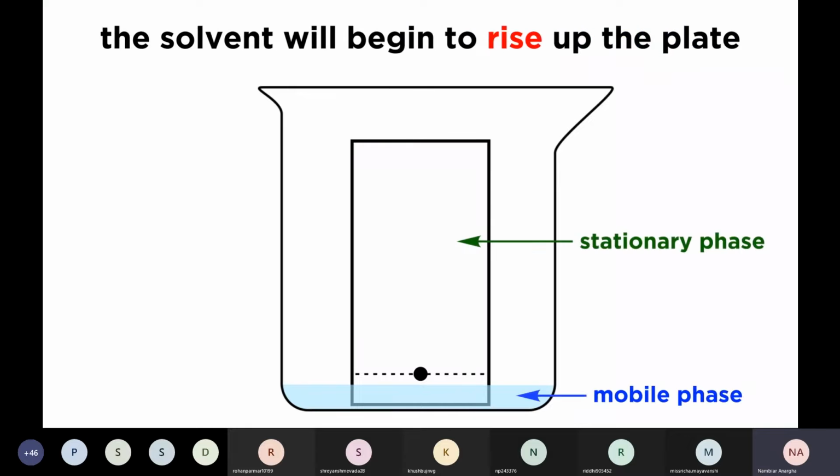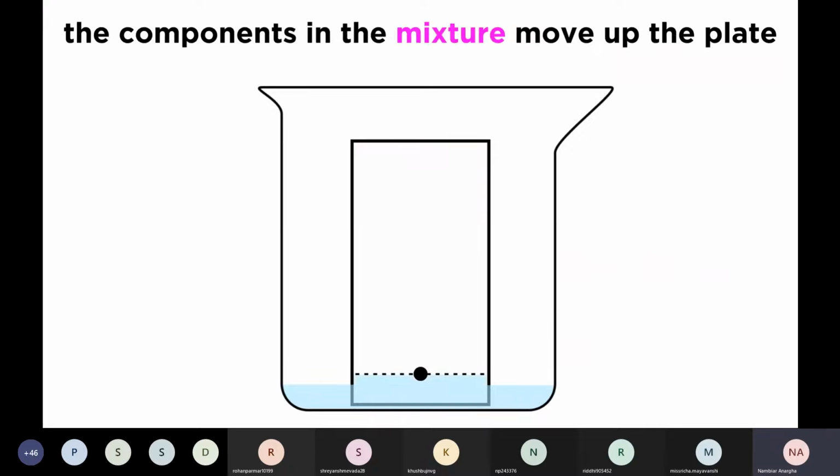Now cover the beaker with something so that solvent will not evaporate, and we can watch the plate develop. The solvent, which we call the mobile phase, will begin to rise up the plate, which we call the stationary phase. It does this by capillary action, just like we saw with the capillary tubes. And once it hits the sample, it will drag those components up with it.